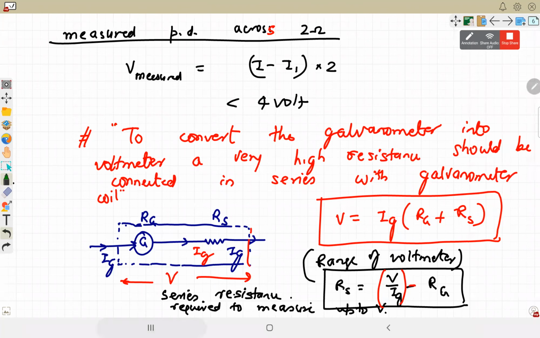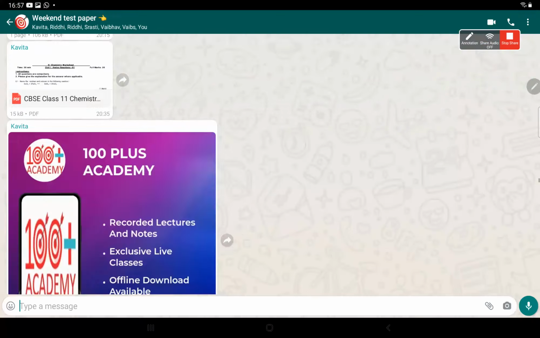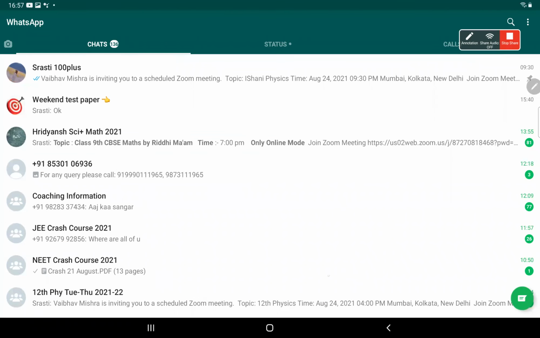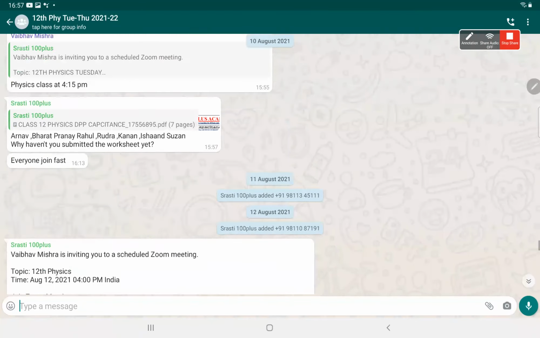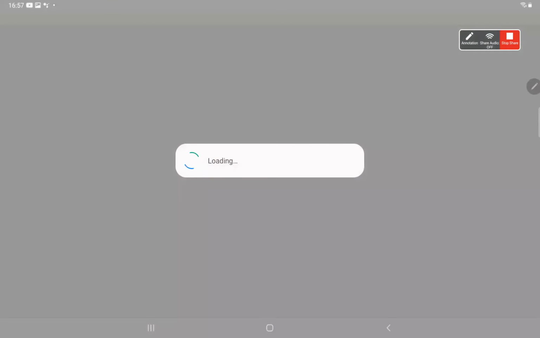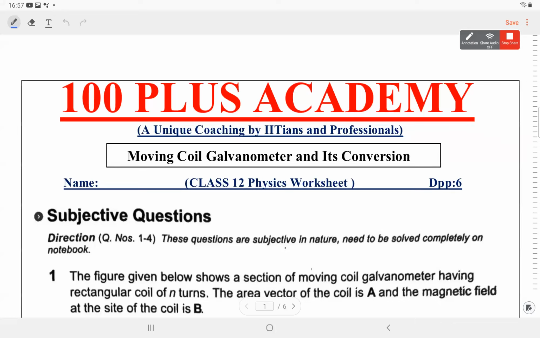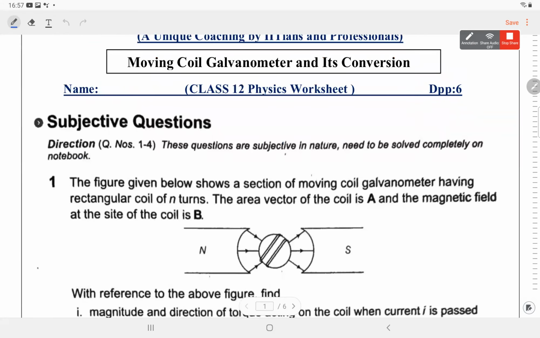हम कुछ questions कर लेते हैं based on this. I think last class I shared you this, maybe, so you can check it in your group again. I have shared, yes, this one. Shared this in your group, the magnetic moving coil galvanometer and its conversion. So we'll solve some questions, the one which has a little tricky language. Questions are very easy, direct formula based.